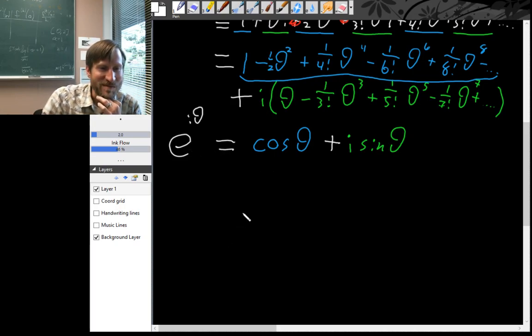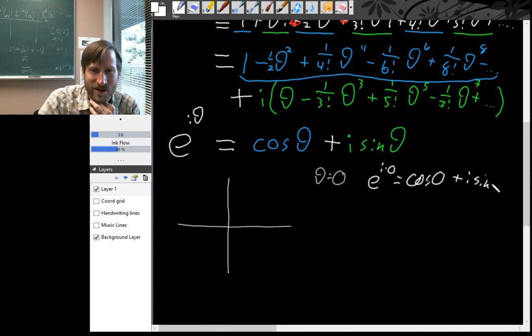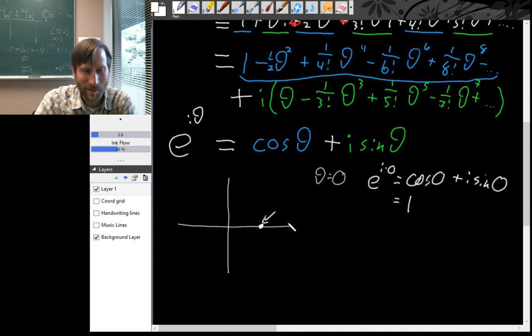So looking at this complex exponential, what this means is, let's just plot a few of these numbers. So when theta is 0, e to the i theta is cosine 0 plus i times sine 0. And cosine 0 is 1 and sine 0 is 0. So that point is right here. This is just the real number 1. And this is e to the 0. It makes sense that e to the 0 is just the real number 1.